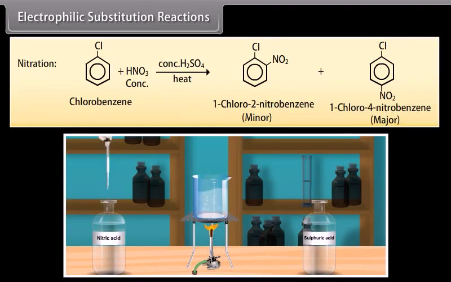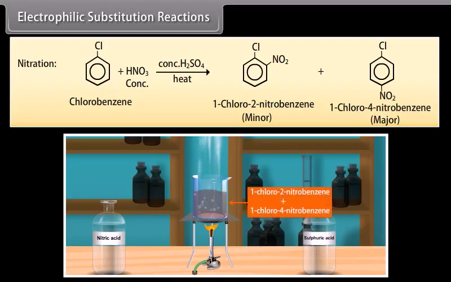Nitration. When chlorobenzene is mixed with nitric acid and then we add concentrated sulfuric acid, it reacts to give 1-chloro-2-nitrobenzene, which is a minor product, and 1-chloro-4-nitrobenzene, which is a major product.